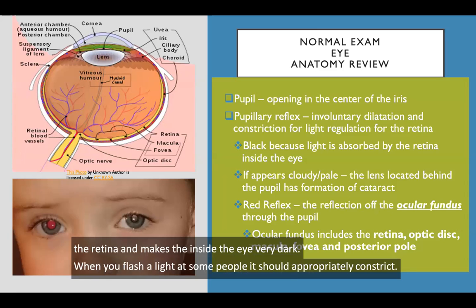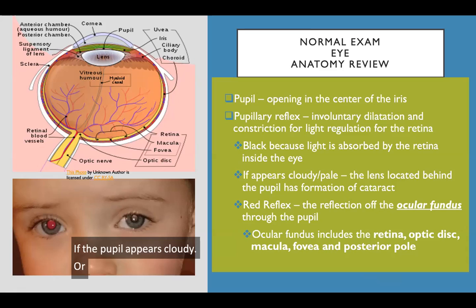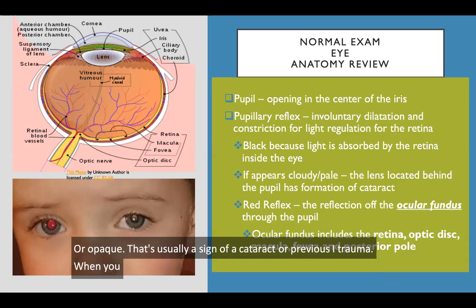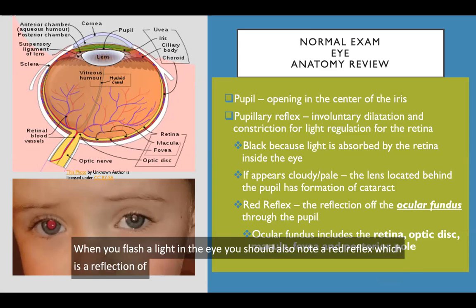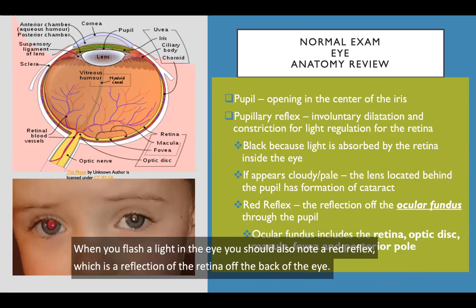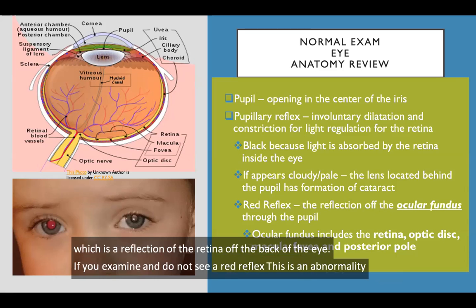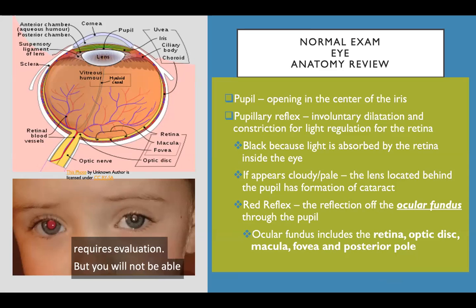When you flash a light at the pupil, it should appropriately constrict. If the pupil appears cloudy or opaque, that's usually a sign of a cataract or previous eye trauma. When you flash a light in the eye, you should also note a red reflex, which is a reflection of the retina off the back of the eye. If you examine and do not see a red reflex, this is an abnormality and requires evaluation, but you will not be able to perform a fundoscopic exam.